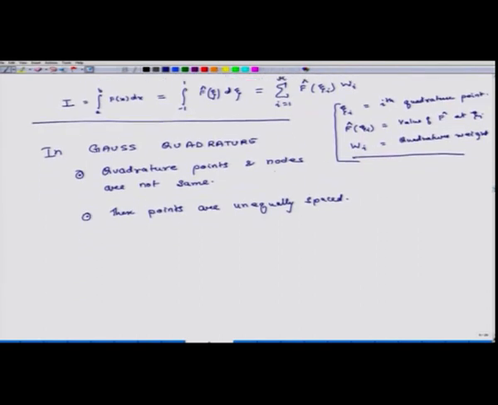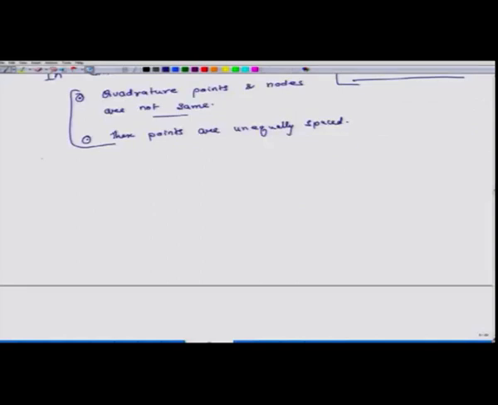So quadrature points and nodes are not same. This is a very important distinction. So this zeta I value will not be same as that of the node. This is important to understand. So we will write this. So what are these points and what are the weights?